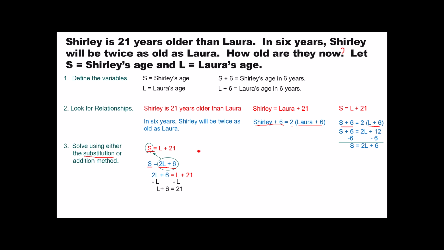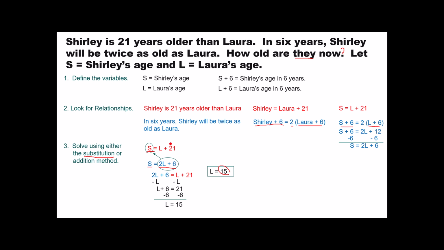And here again, we'll subtract the L with the property of equality, subtract the 6 with the property of equality, and we get L equals 15. In this case, the question says how old are they? So they not only want Laura's age, they also want Shirley's age. You now know that Laura is 15. I can take either of these 2 equations to find Shirley's age.